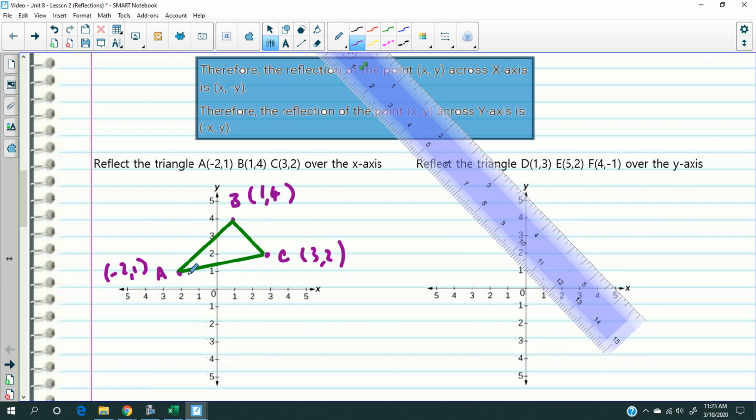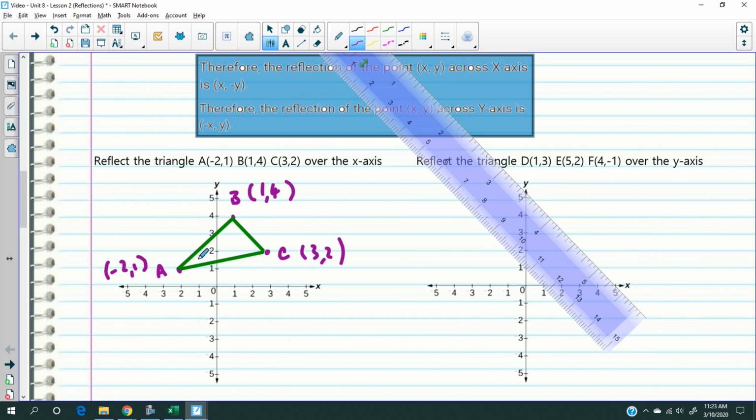Now I have to reflect it over the x-axis. That means I'm going to flip this triangle entirely upside down. It would be a bit of cheating if I just took a picture of this and flipped it upside down. It's not fair to you guys, so I'm going to show you how to do this. We'll do it together. I will plot the points in the opposite color so you can have some contrast.